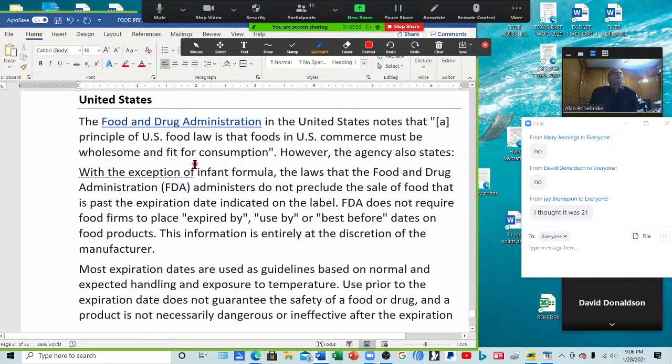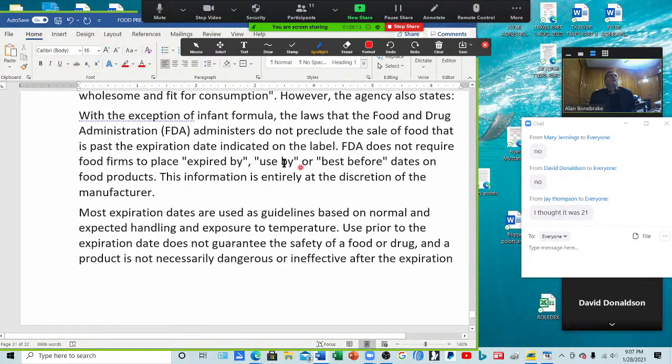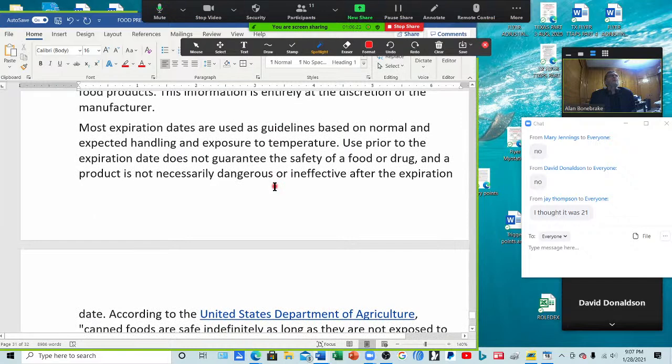Now, the FDA in the United States notes that a principle of U.S. food law is that foods in U.S. commerce must be wholesome and fit for consumption. However, the agency also states that, with the exception of infant formula, the laws that the Food and Drug Administration administers do not preclude the sale of food past the expiration date indicated on the label. FDA does not require food firms to place expired by or used by or best before dates on food products. It's entirely at the discretion of the manufacturer.